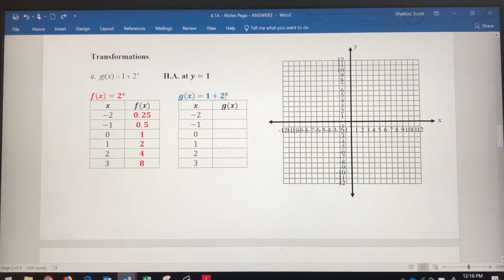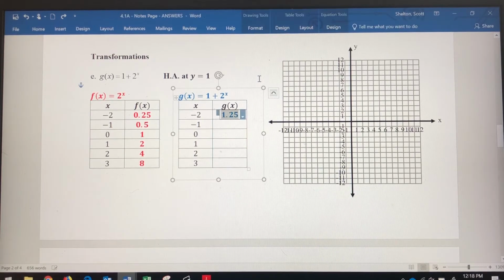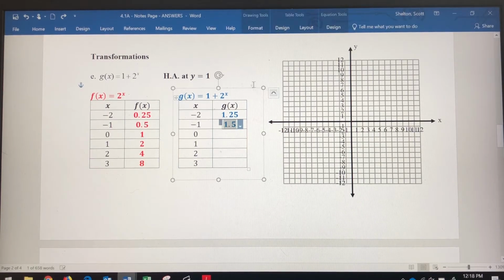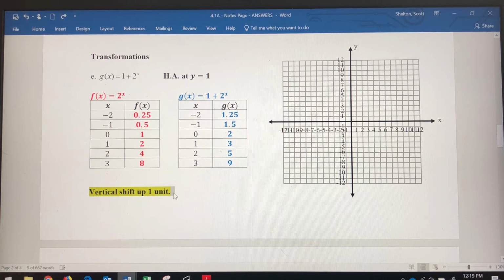So in my new function here, negative 2 is going to correspond with 1.25, or it's 1 greater than 0.25. When I plug in negative 1, I'm going to grow this by 1, so 1.5. 1 becomes 2, 2 becomes 3, 4 becomes 5, and 8 becomes 9, okay? So what we have here is a vertical shift up 1 unit, okay?